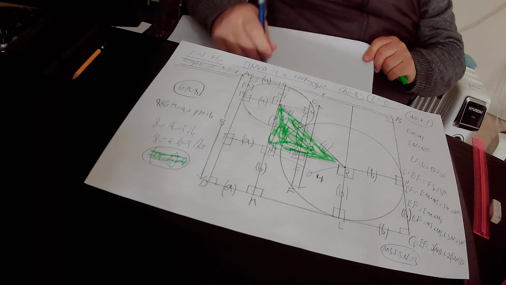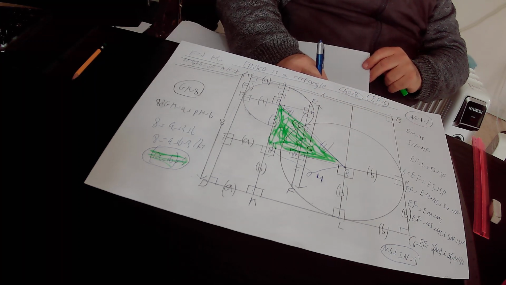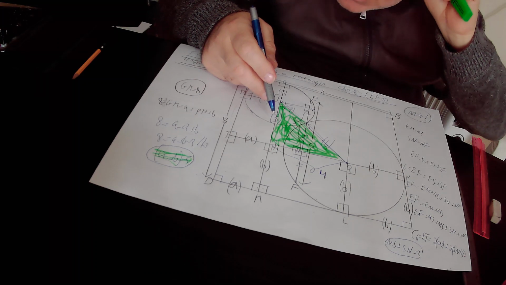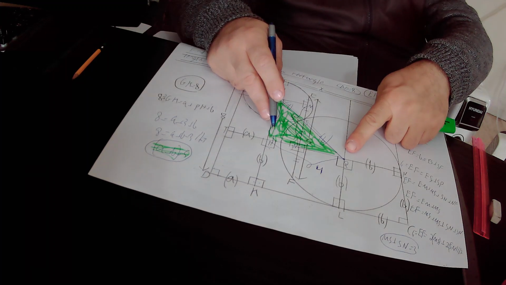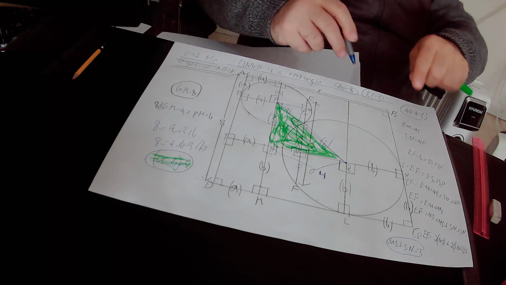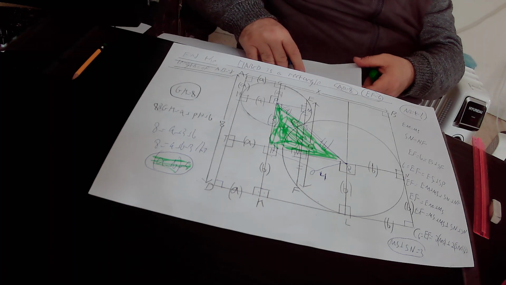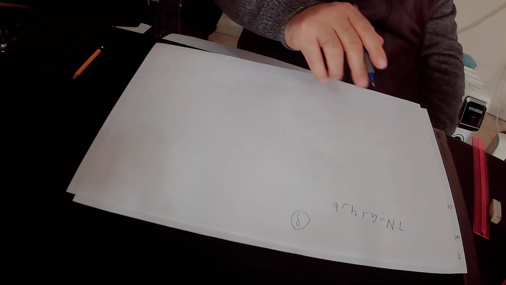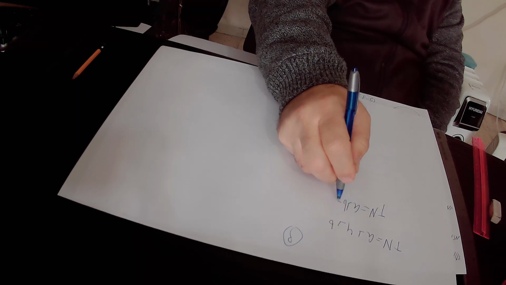From the drawing, it is very easy to see that TN equals T edge, that is A, plus HQ, that is 4, plus QN, that is B. So in conclusion, we found out that TN equals A plus B plus 4.